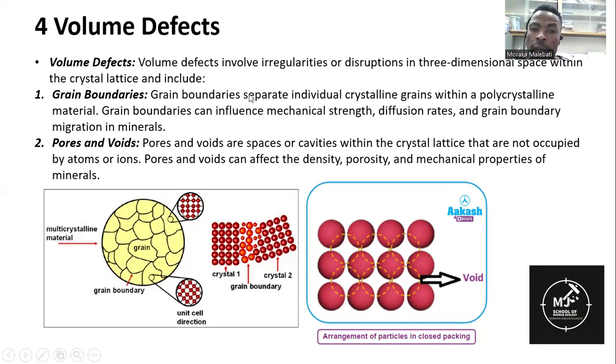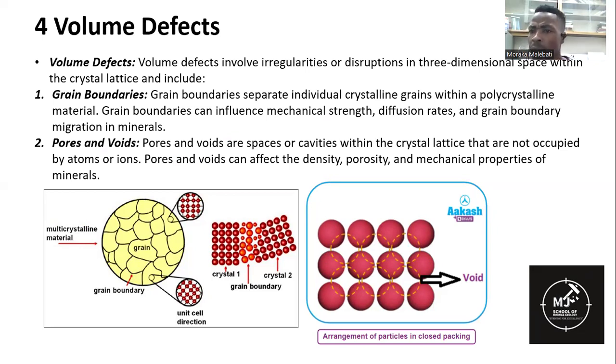Grain boundaries separate individual crystalline grains within a polycrystalline material. Grain boundaries can influence mechanical strength, diffusion rate, and grain boundary migration in minerals. So this is self-explanatory: a grain boundary separates two grains. But pores and voids are spaces or cavities within the crystal lattice that are not occupied. They are vacancies not occupied by atoms or ions. Pores and voids can affect the density, the porosity, and the mechanical properties.